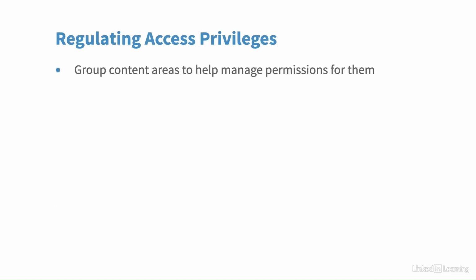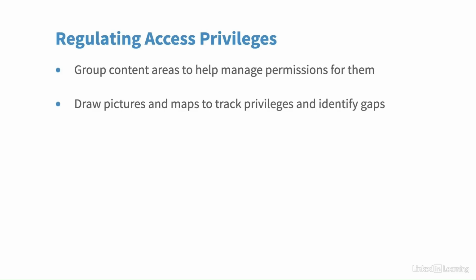If a website has roles defined for admins, editors, partners, and users, then it may be wise to organize content areas into something like those same categories. Any techniques that help to keep access controls in the right places and easy to manage over time can be beneficial. Drawing pictures and maps can help you to keep track of privileges and to identify any gaps.